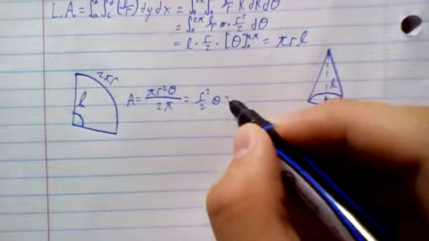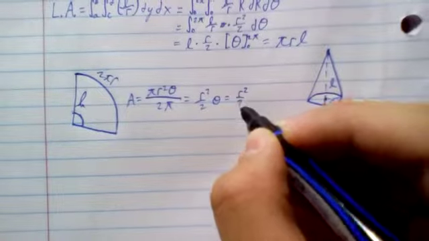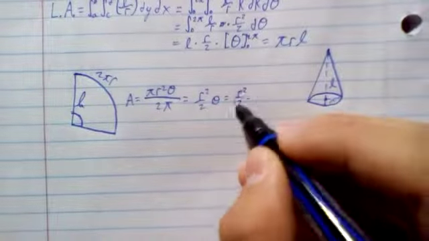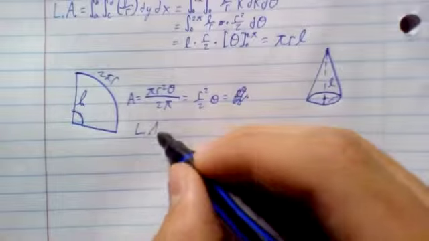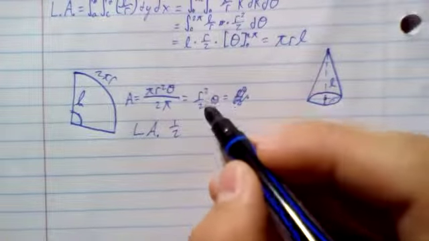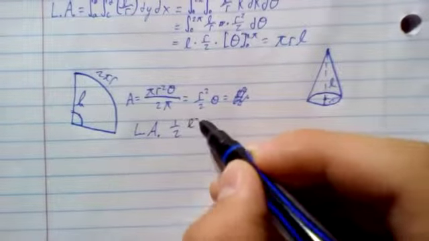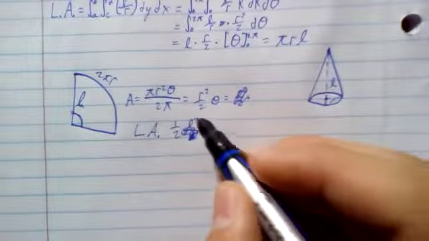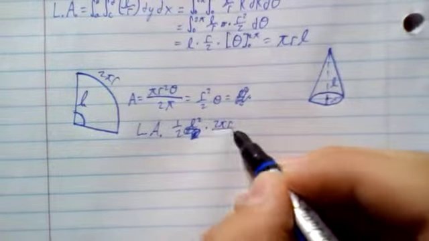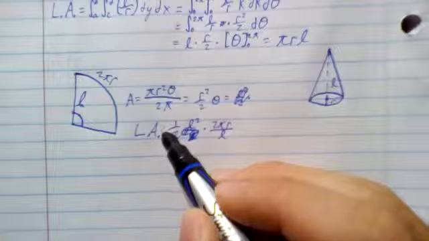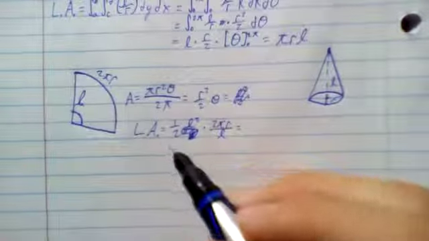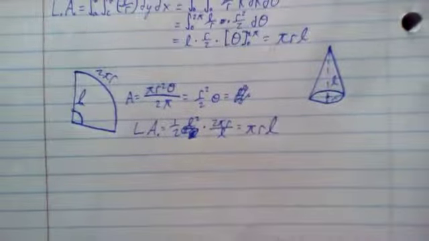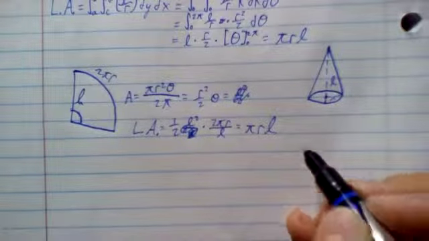So our lateral area will be equal to 1/2 of the radius, which in this case is L, so it's L squared on 2, times theta, which we said is equal to 2 pi r on L. And so our lateral area is equal to pi r L, and that is again the correct answer. And to get our surface area, all we have to do is add pi r squared.